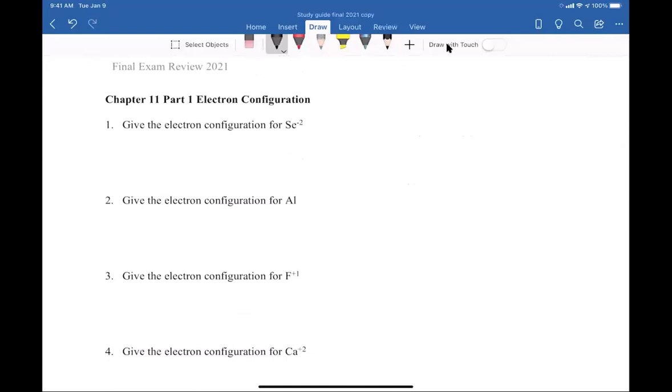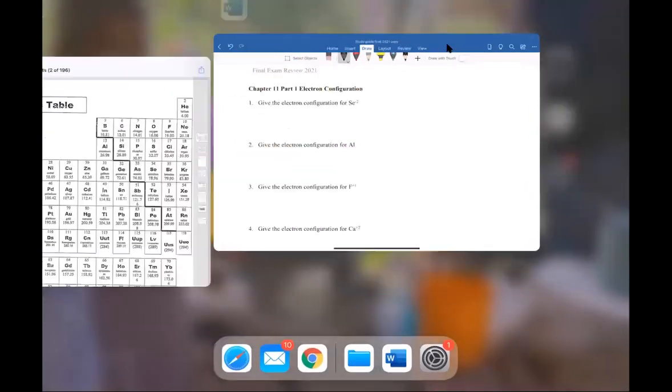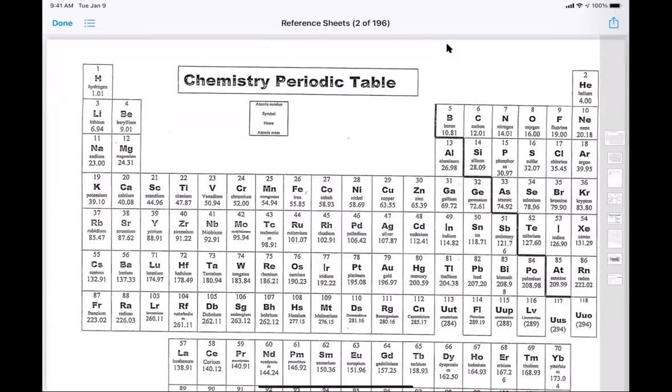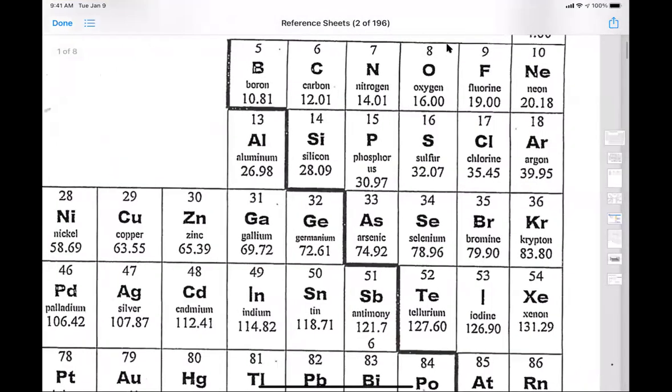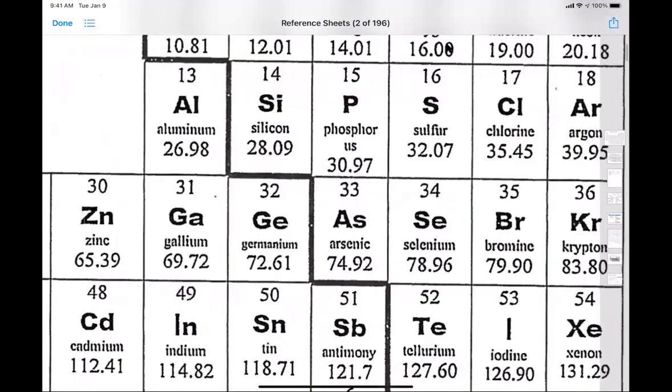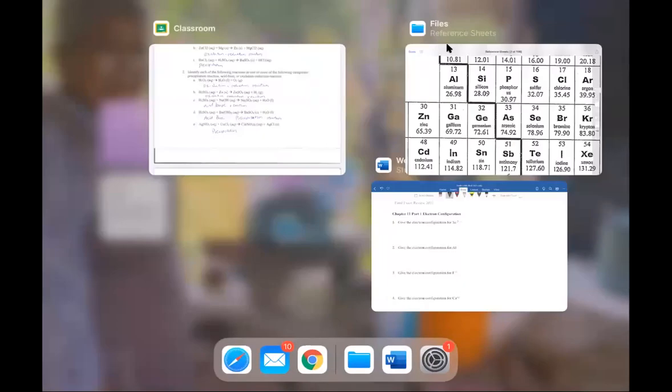It says, give the electron configuration for Se minus 2. Se, we have to find Se here. That's selenium right here. Remember, we need the atomic number, the number at the top, that's 34.